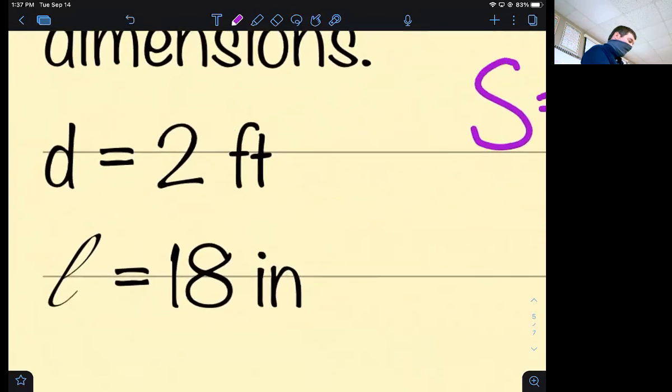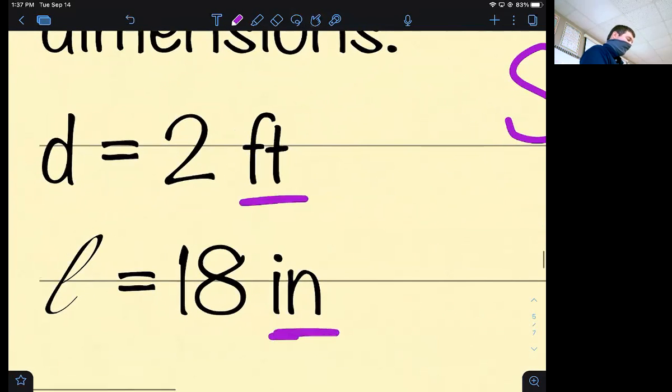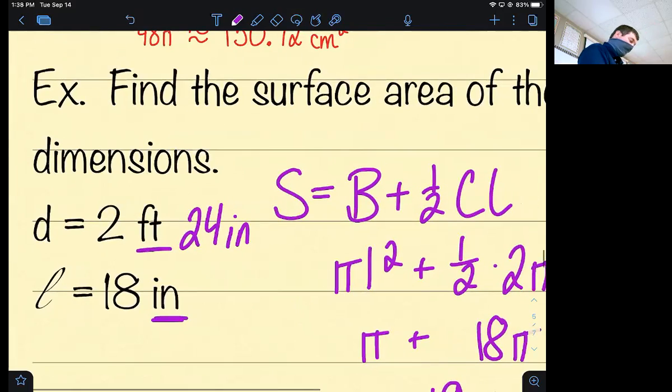Did anyone notice that we're measuring in 2 different units? I didn't notice it at first either. How many inches are there in 2 feet? That's 12 in 1 foot. How many in 2 feet? 24 inches. Okay, so we need to go back.